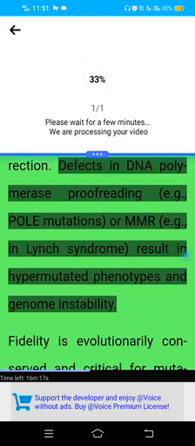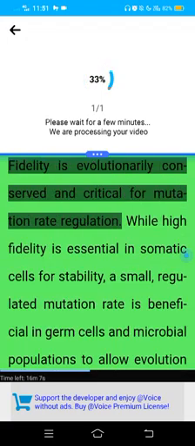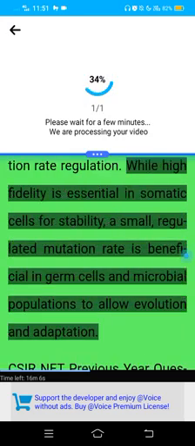Defects in DNA polymerase proofreading, e.g., pol mutations, or MMR, e.g., in Lynch syndrome, result in hypermutated phenotypes and genome instability. Fidelity is evolutionarily conserved and critical for mutation rate regulation. While high fidelity is essential in somatic cells for stability, a small, regulated mutation rate is beneficial in germ cells and microbial populations to allow evolution and adaptation.